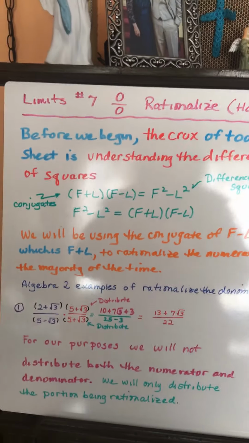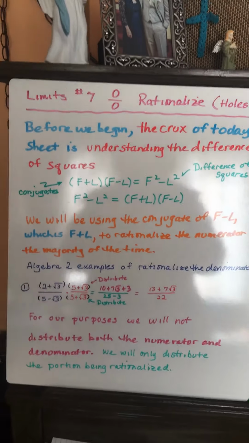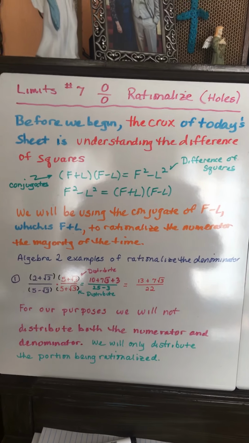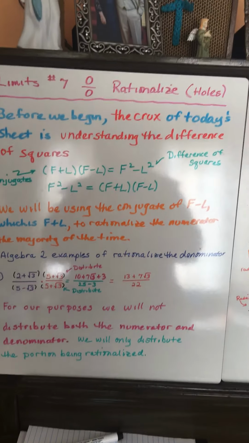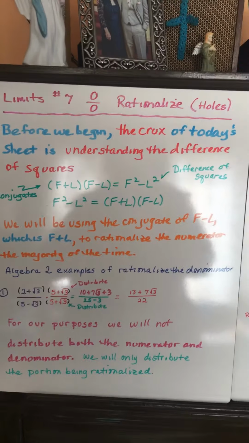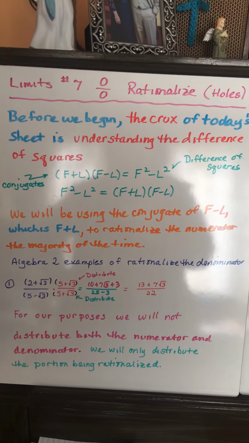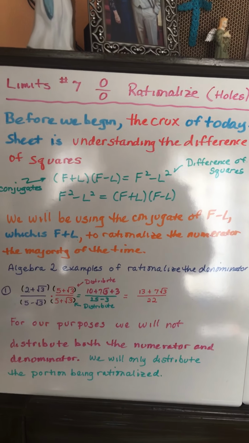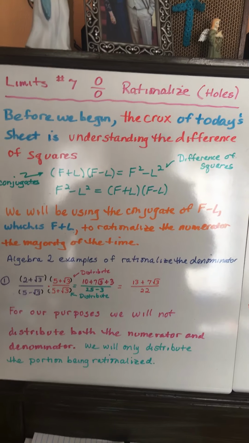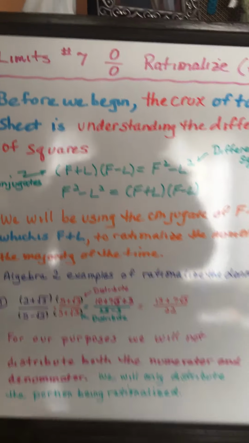Okay, we're going to now discuss limit 7. All these problems will be 0 over 0. They're going to represent wholes, and you're going to have to now rationalize. Before we begin, the crux of today's sheet is understanding the difference of squares.